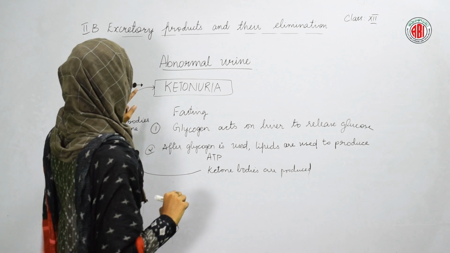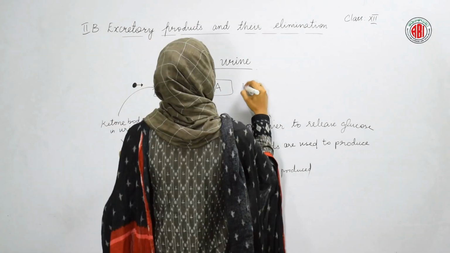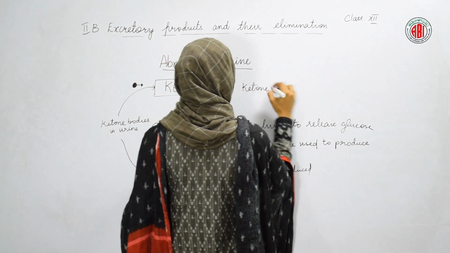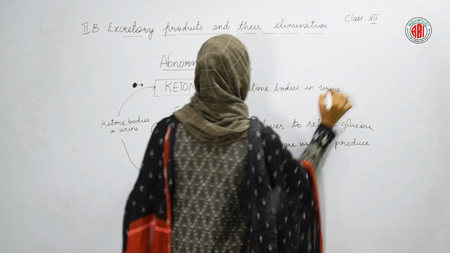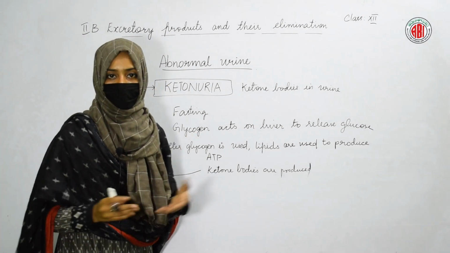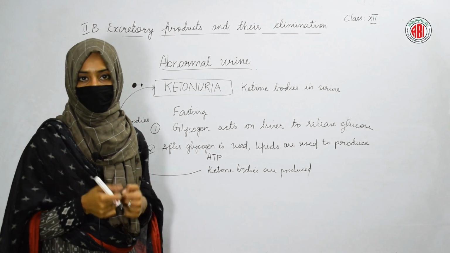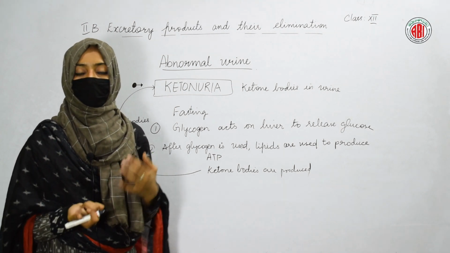Okay, another disorder is ketonuria. Ketonuria means the presence of ketone bodies in our urine. This condition is called ketonuria. Now what happens while fasting? When we are fasting, from where do we get the glucose? From where do we get the energy in our body?